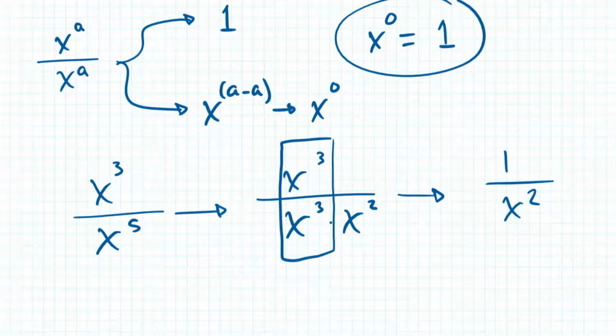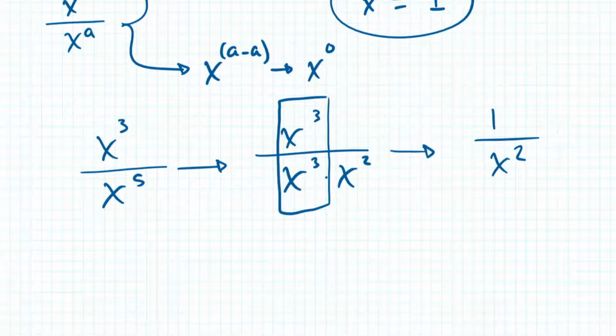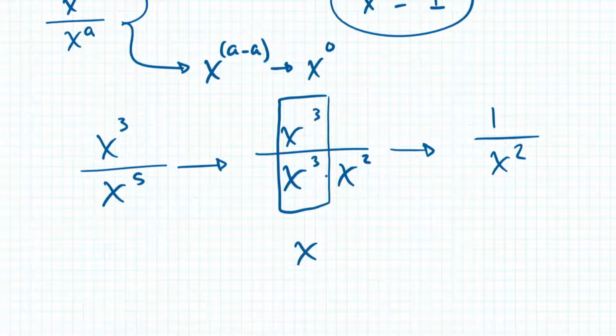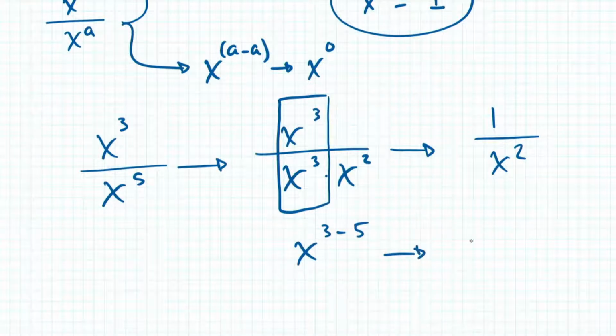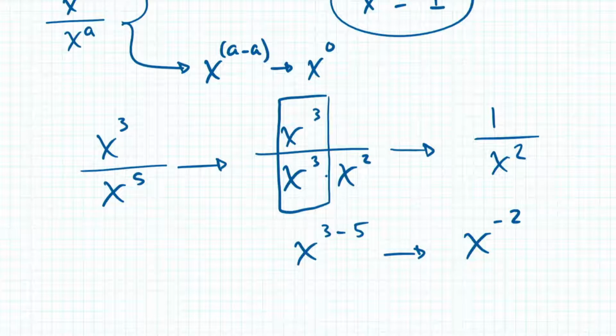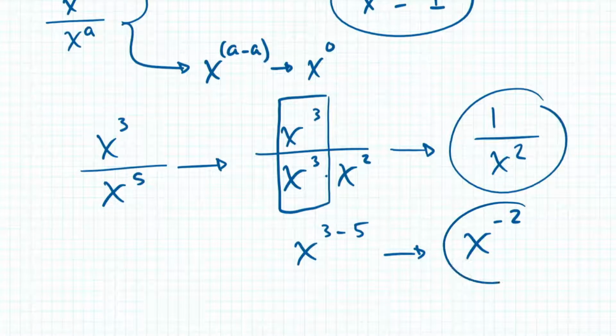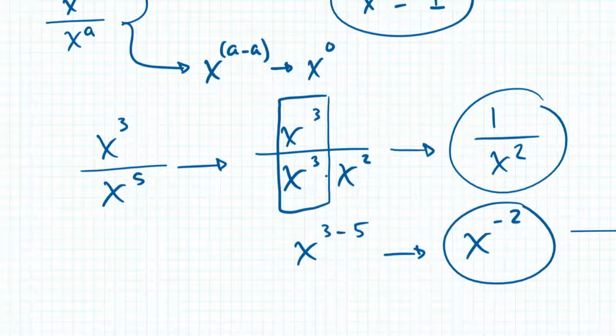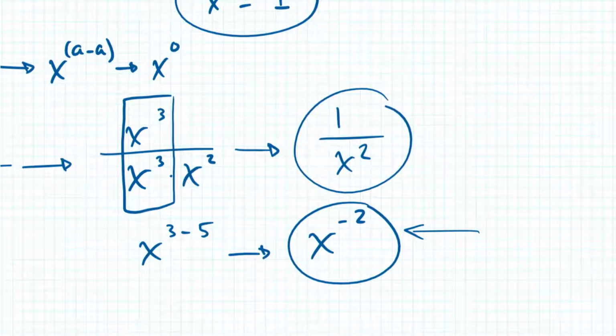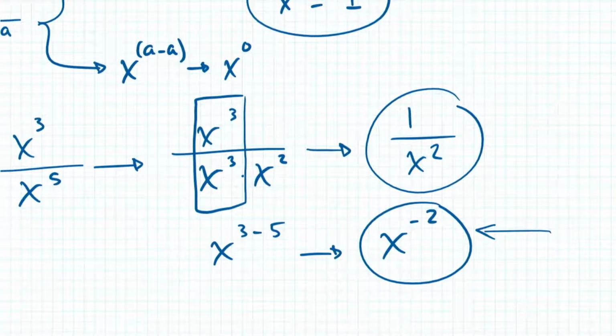Now, using our quotient rule for powers, this is the same thing as x to the 3 minus 5, which is the same as x to the negative second power. So we get this idea that if we're raising something to a negative exponent, it doesn't mean that it's a negative number. Something raised to a negative exponent is going to be a reciprocal.